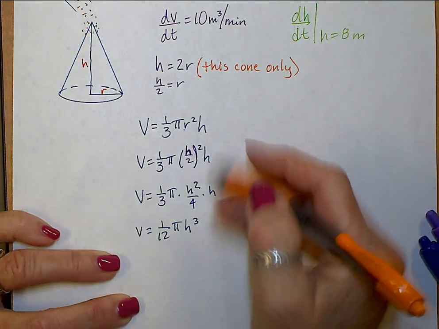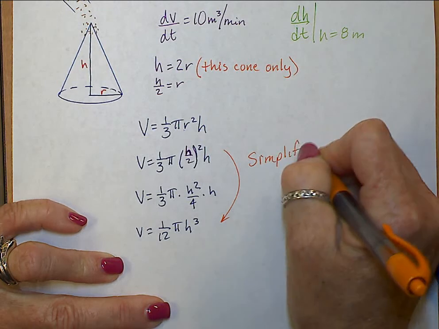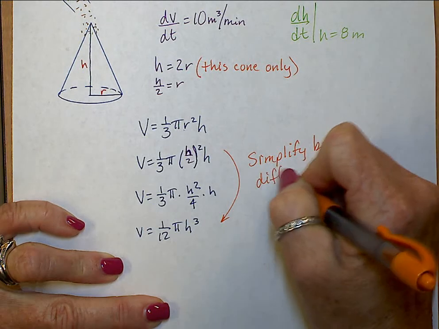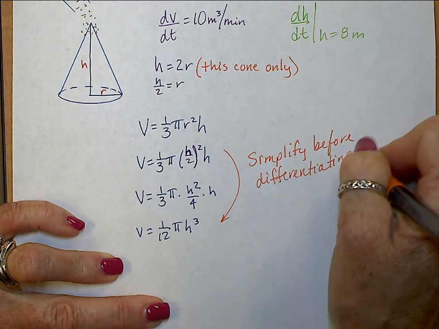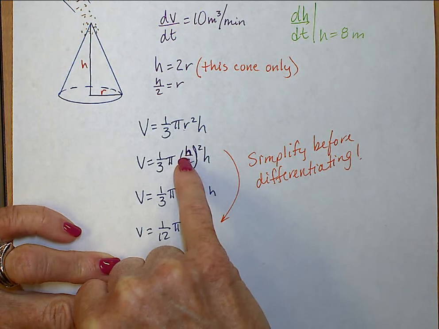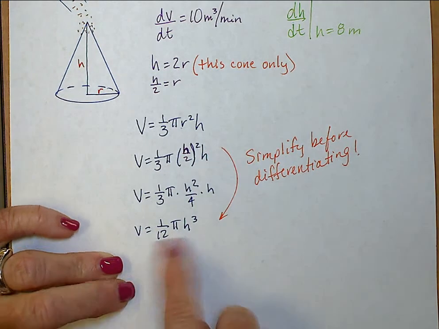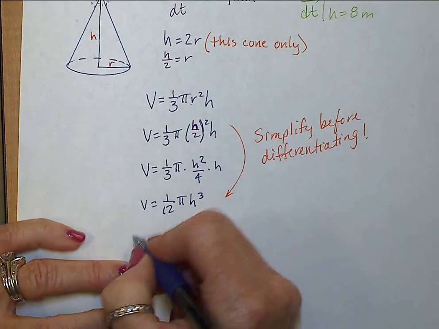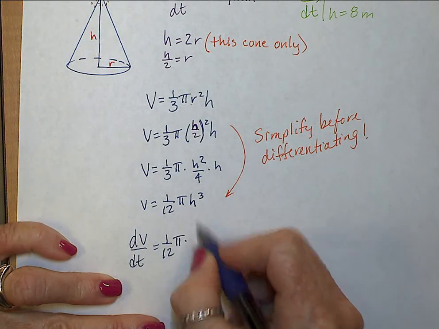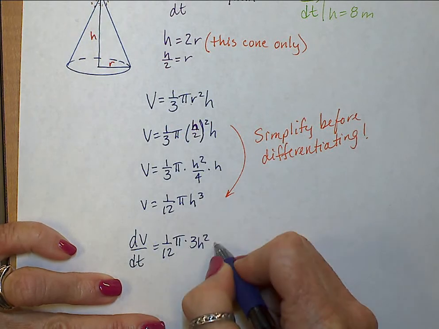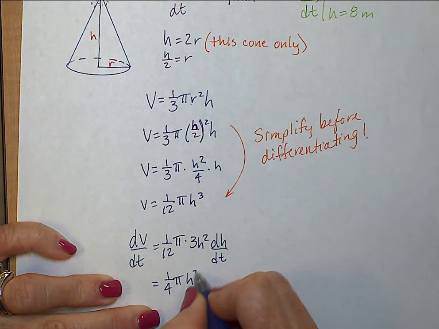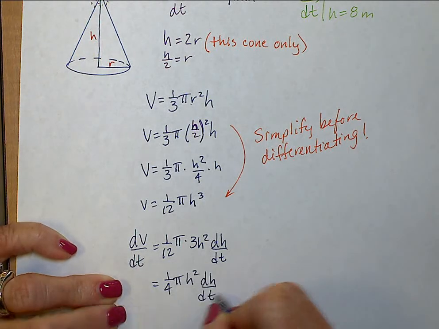Now do a derivative. I'm just putting a note here to simplify before differentiating. And the reason we do that, if we didn't do that simplifying first, we'd have to do a product rule right here between this h over 2 squared and that h. It's much easier to get rid of that product rule by multiplying everything out. Now do a derivative. dV/dt, this 1/12 pi, constant multiple comes down. Derivative of h cubed is 3h squared dh/dt. And then simplifying, we have 1/4 pi h squared dh/dt is dV/dt.